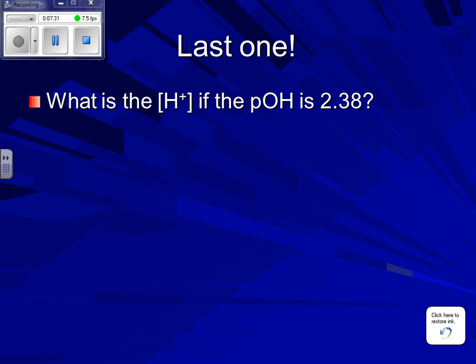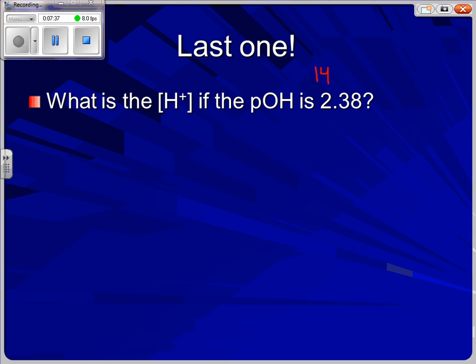Now, another way to do this is to simply go, okay, my pOH is 2.38. 14 minus 2.38, that gives me, oops, I'm in stats function here. 14 minus 2.38, that will equal 11.62, is my pH.